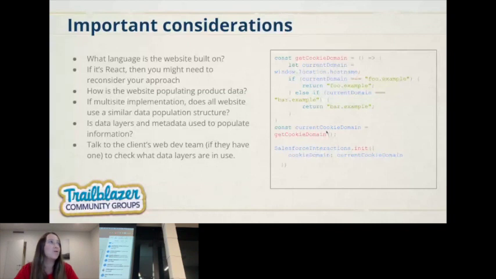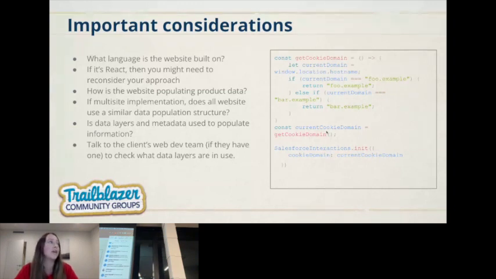Then I also check how the website is populating product data. And why this is important is because product data is something that is constantly updating and changing. And you need to be aware of how you access this product data. And if it's a multi-site implementation, do all websites use a similar data population structure? Because if they do, that can really help and simplify the site mapping structure that you will build.